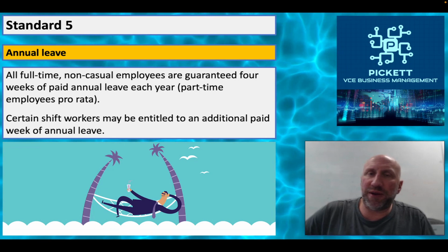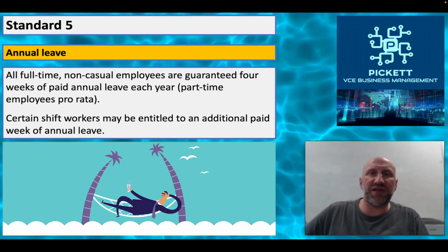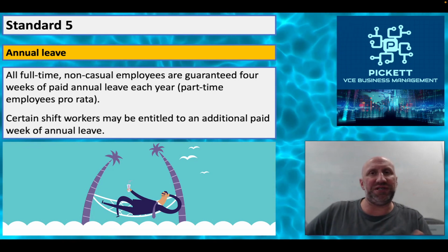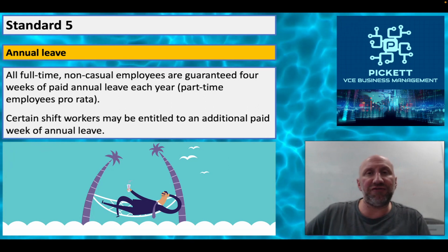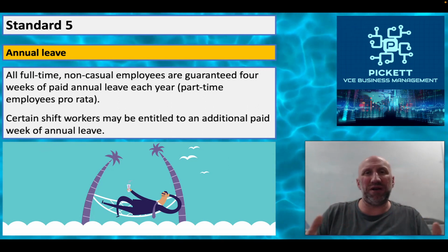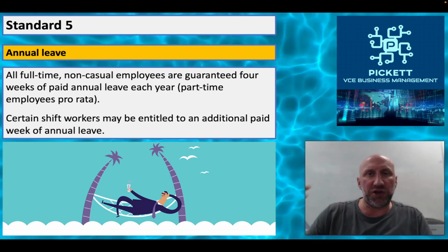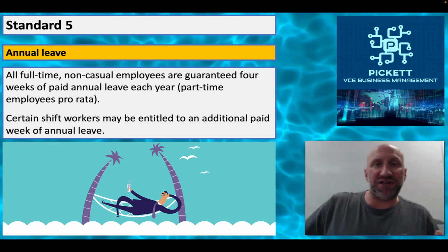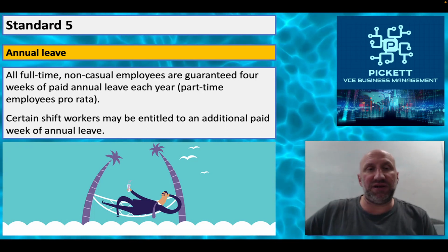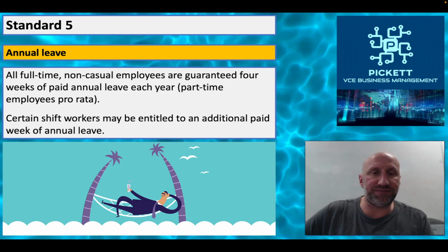A lot of people I know have 5 weeks annual leave a year, 6 weeks. That's a choice that your employer is making. They don't have to offer that. But as a legal minimum, if you're a full-time employee, you're guaranteed 4 weeks at least of paid annual leave.